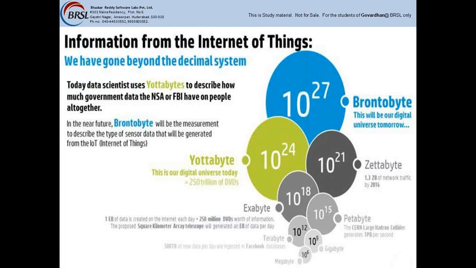So where did we start? We started at megabyte, which is 10 to the power of 6. But today we are moving on to exabyte, zettabyte, and yottabyte. Data scientists use yottabyte to describe how much government data the National Security Agency or the FBI, Federal Bureau of Investigation, have on people altogether. It is in the form of yottabytes.